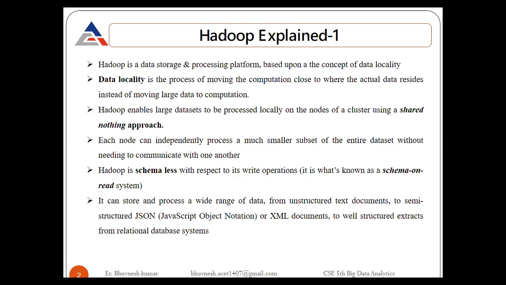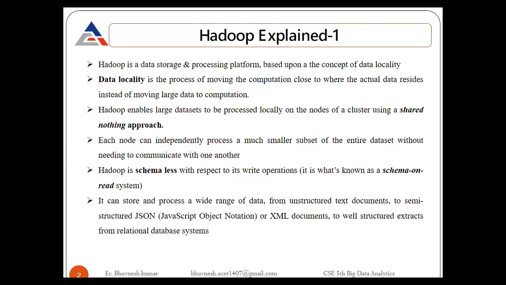We have to reach the data, we do not have to bring the data. We have to reach up to data, then collect or bring data on our system. Data locality is the process of moving the computation close to where the actual data resides instead of moving a large data to computation. We do not bring the data to us, we have to reach up to the actual data where it resides.